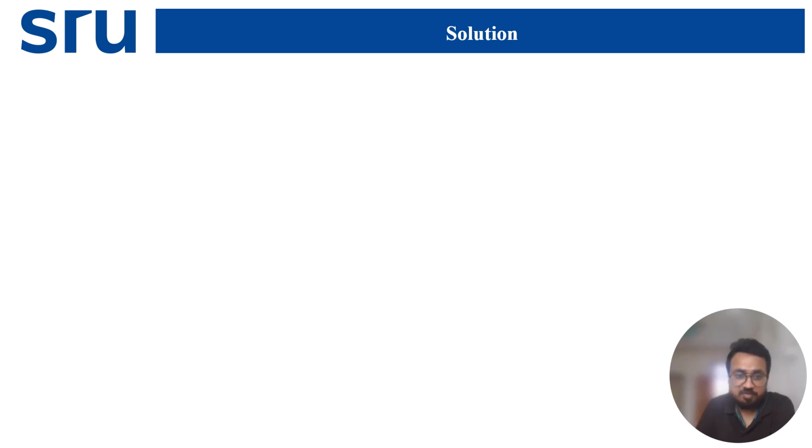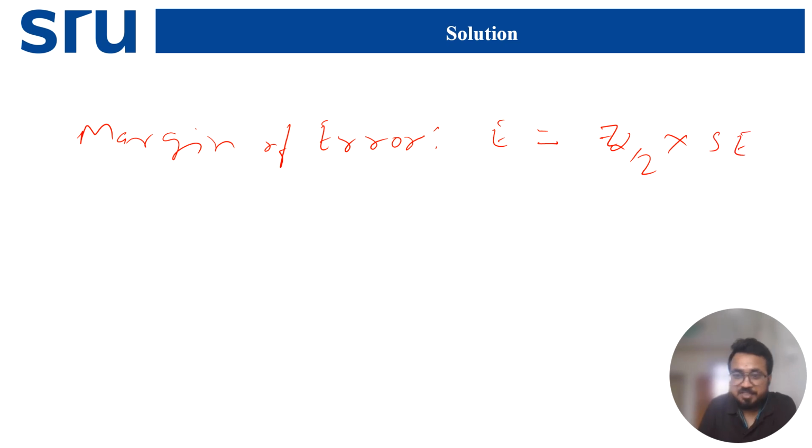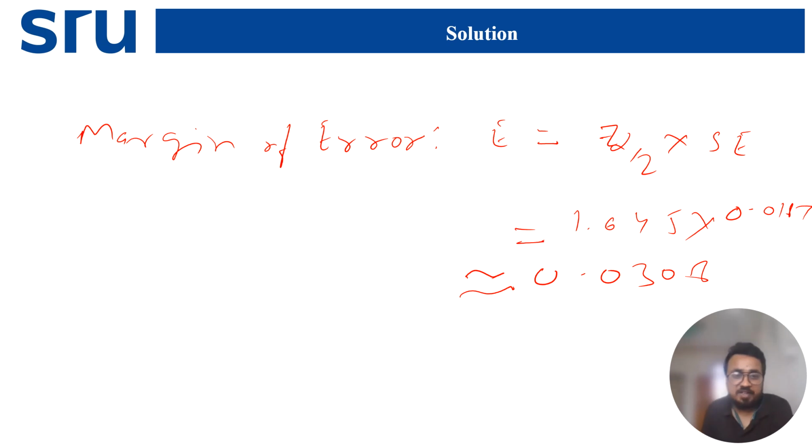Okay, so now we will find the margin of error. Margin of error E equals Z alpha by 2 into standard error. So this is equal to 1.645 into 0.0187. If we multiply this, it is equivalent to 0.0308. Okay, so now we have found the margin of error.